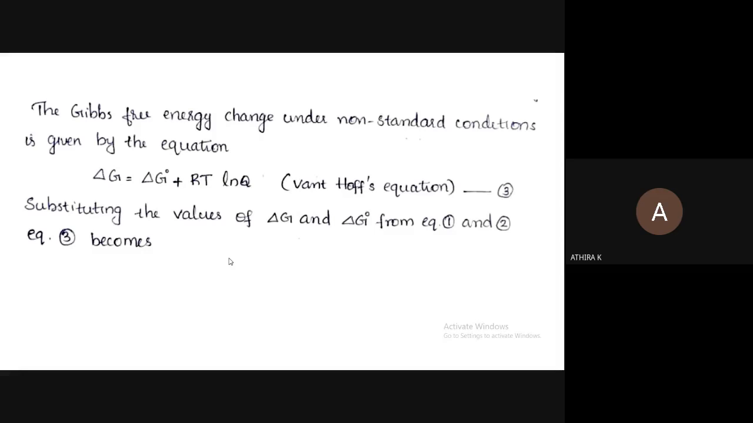Now we have 3 equations. Then you have to substitute the values of delta G and delta G0 from equation 1 and 2 into equation 3. അങ്ങനെ സബ്സ്റ്റിറ്റ്യൂട്ട് ചെയ്തിട്ട് ഒരു ഇക്വേഷൻ നമുക്ക് കിട്ടും. ആ ഇക്വേഷൻ ഏതാണെന്ന് നോക്കി. Minus NF E cell equal to delta G0. G0ക്ക് സബ്സ്റ്റിറ്റ്യൂട്ട് ചെയ്യണം.